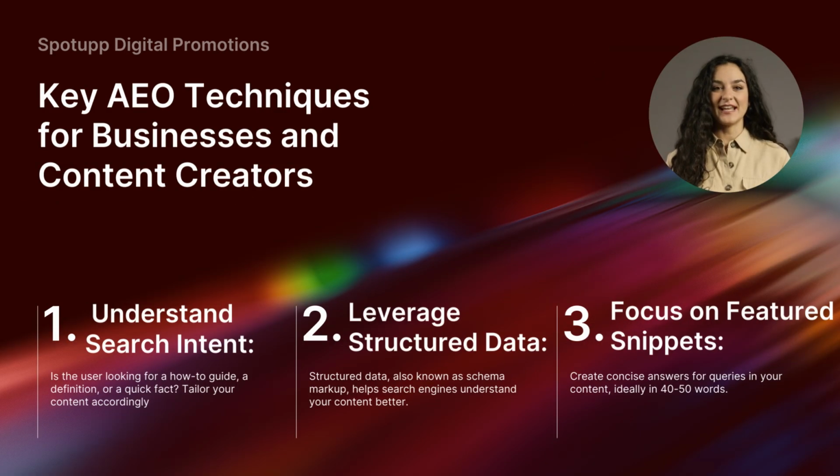Here's how you can create AEO-friendly content that ranks high. 1. Understand search intent. Is the user looking for a how-to guide, a definition, or a quick fact? Tailor your content accordingly. 2. Leverage structured data. Structured data, also known as schema markup, helps search engines understand your content better. 3. Focus on featured snippets. Create concise answers for queries in your content, ideally in 40 to 50 words.